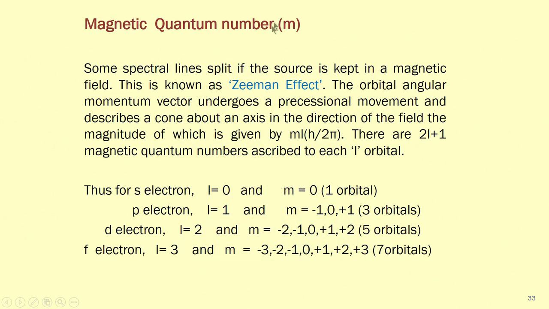So, the magnetic quantum number is defined as M. This is the third identity of the electron. That means, if I take an electron and subject it to a magnetic field, the movement of the electron, the magnetic properties also alter.